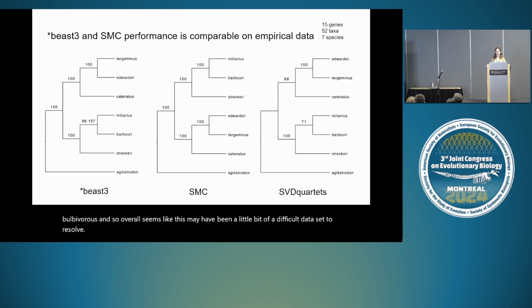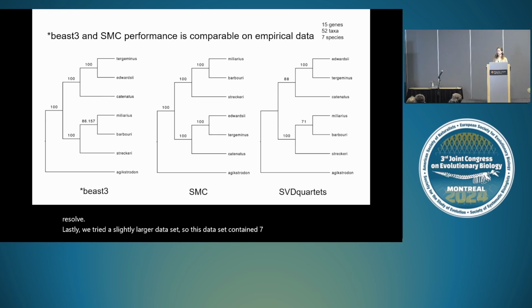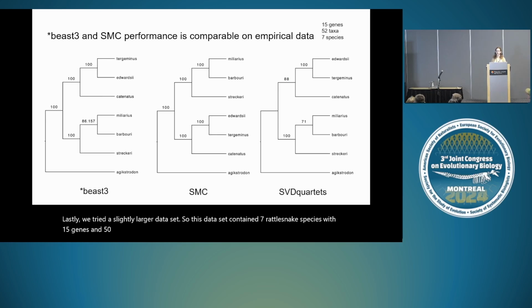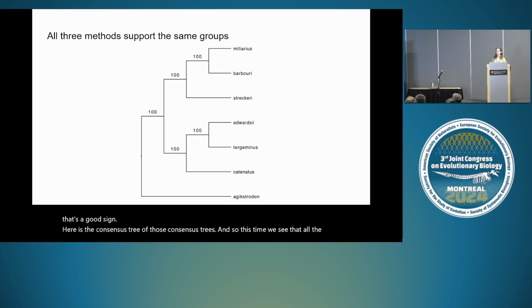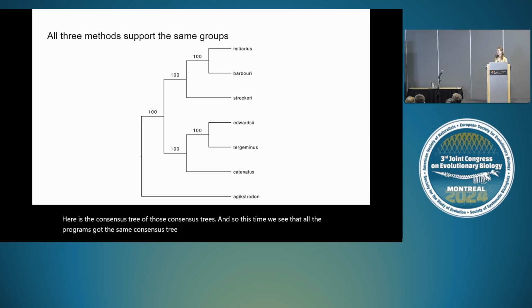Lastly, we tried a slightly larger data set. This data set contained 7 rattlesnake species with 15 genes and 52 taxa. Now when we look at the trees, we see that they all recovered the outgroup, and they all recovered the same 2 major clades with very high support values, so that's a good sign. Here is the consensus tree of those consensus trees, and so this time we see that all the programs got the same consensus tree with hundreds for all of the branch support values. And so it looks like maybe that first data set was a little bit trickier to resolve than this one.